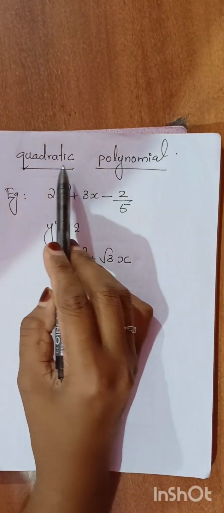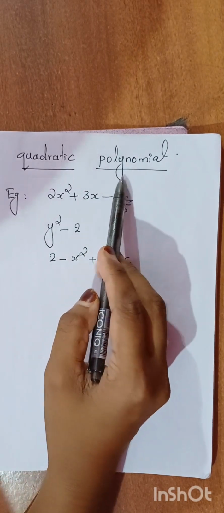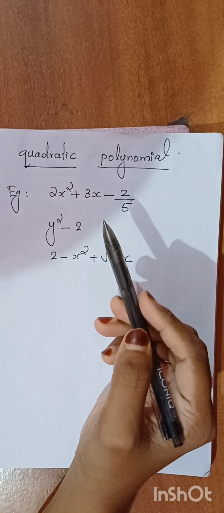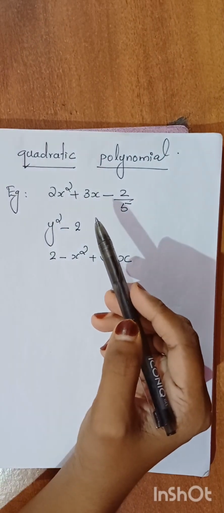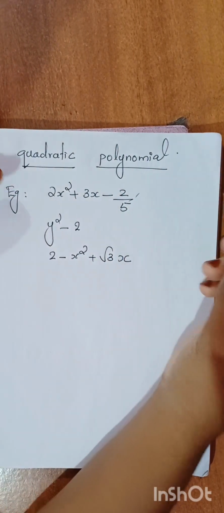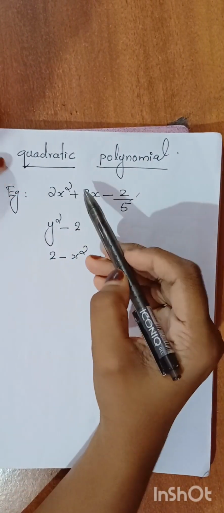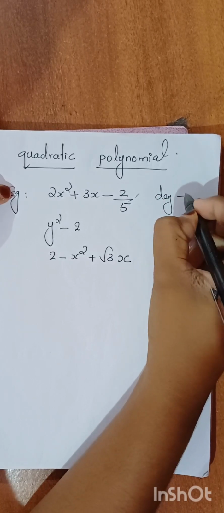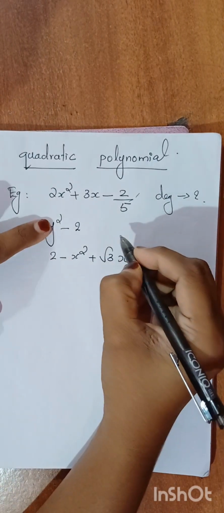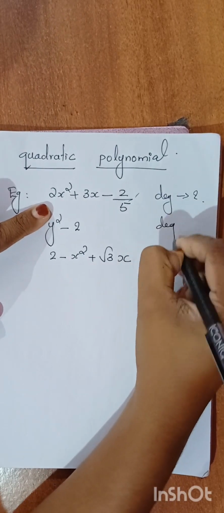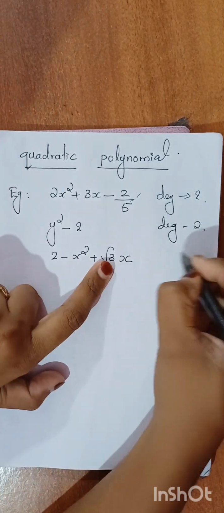Next term you have to study is the quadratic polynomial. We have already studied that a linear polynomial is a polynomial with degree 1. And what about this quadratic polynomial? We can find out the degree of this one. What about the degree of this one? Here the highest power is 2. So the degree is 2, right? Next one, here also the highest variable is y. The power of y is 2. So the degree is 2. Here the degree is 2, right?